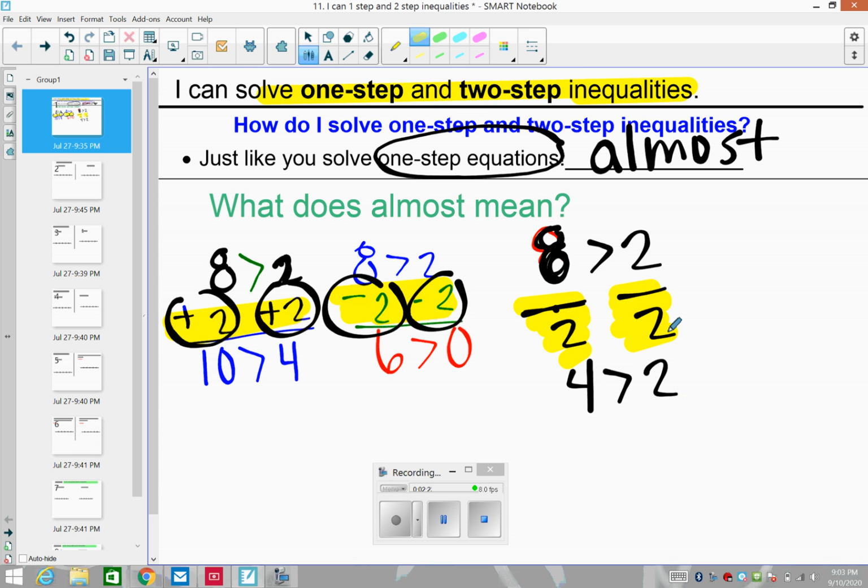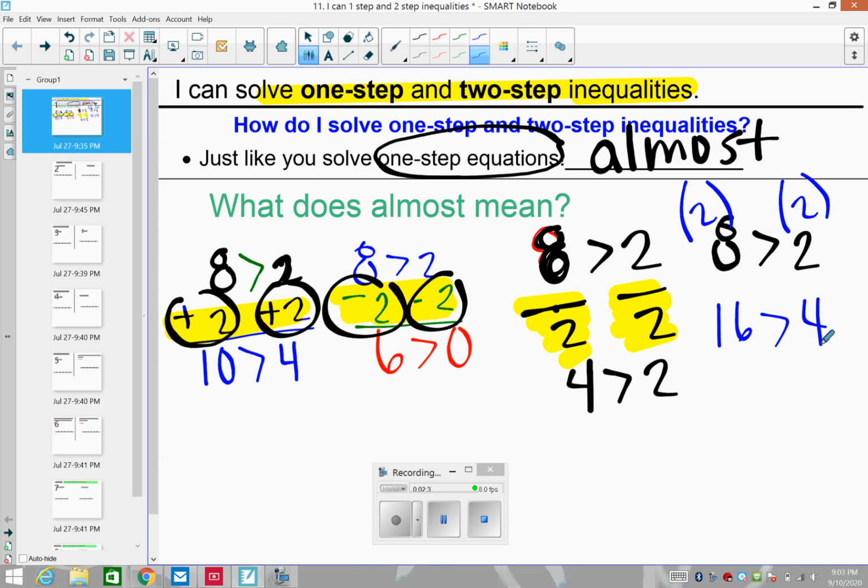Nope. So let's then take 8 greater than 2, and now let's multiply by 2 to both sides. 16 greater than 4. Did that have any effect on the sign if we multiply both sides by 2? Nope, no effect. So why would I spend my time doing this? We added 2, subtracted 2, divided by 2, and multiplied by 2 and had no effect on the statement 8 greater than 2.